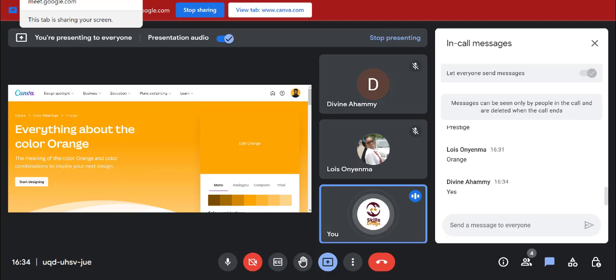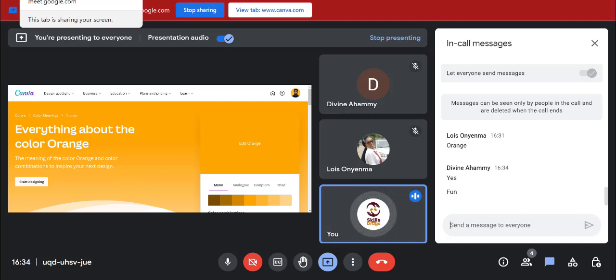Okay, so Divine, what does orange mean? Can you give me one symbol for orange? Fun. Very good. Simple. One of the ways you could know the meaning of a secondary color is through the primary colors that were combined to form that particular one.